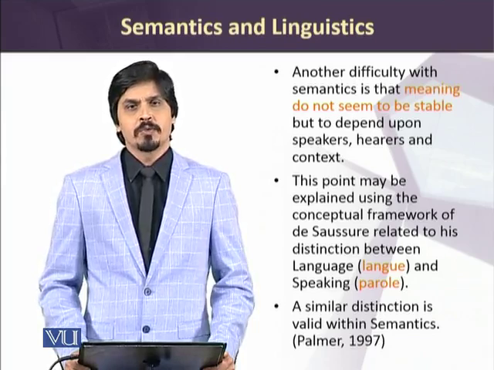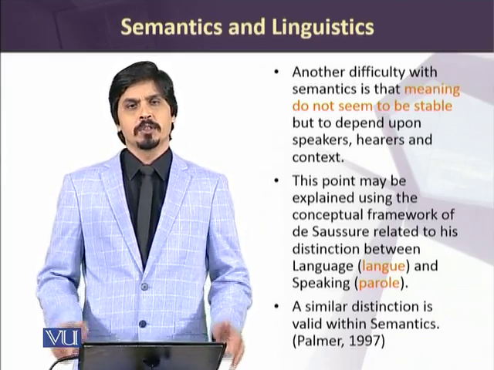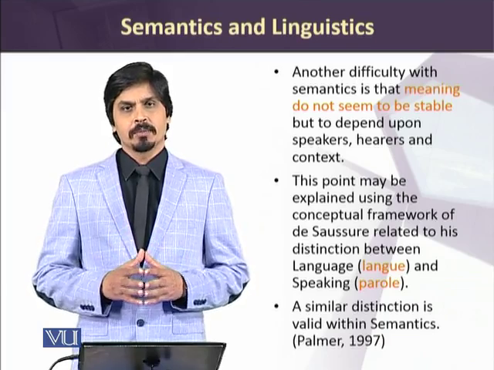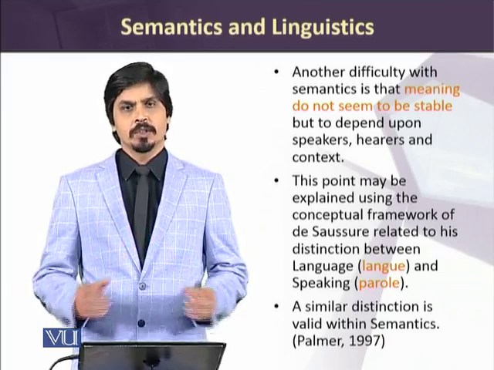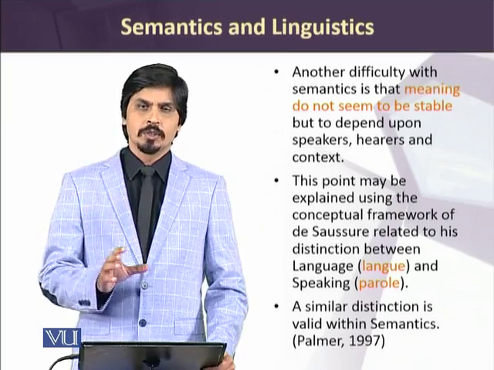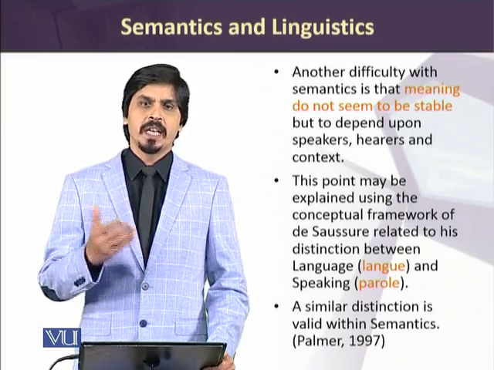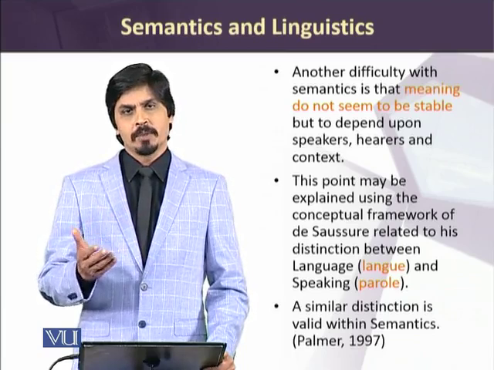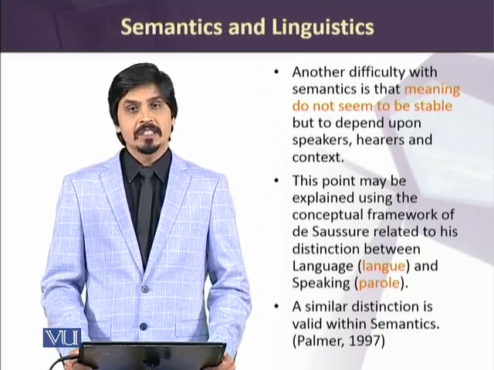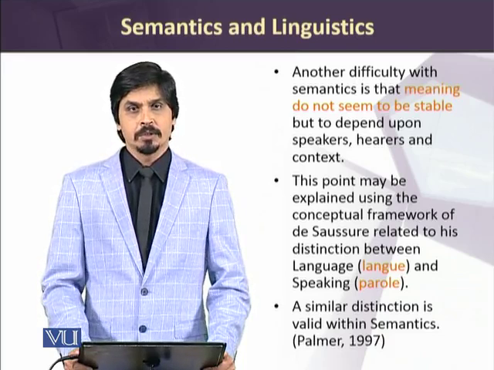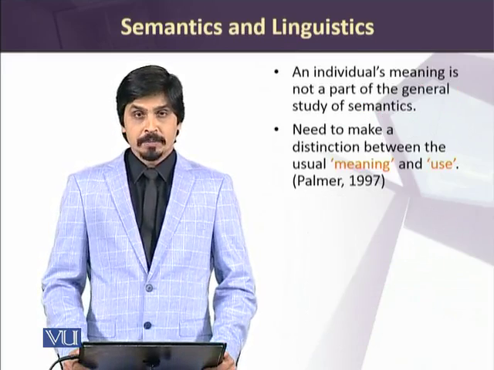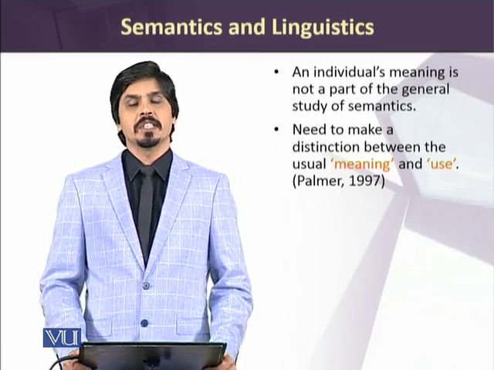This point may be explained further with the help of the terminology used by Saussure: the terms langue and parole, that means language and speaking, or the knowledge of language and its performance. There may be a difference between the knowledge of the language and its performance. One may have the knowledge, but he may not be able to perform it well. So a similar distinction needs to be introduced in semantics also. An individual's meaning is not a part of the general study of semantics.